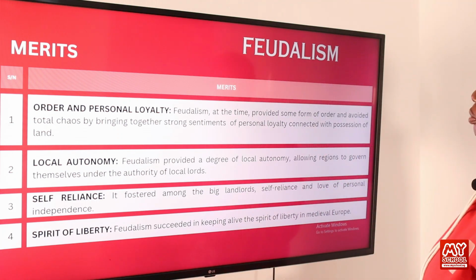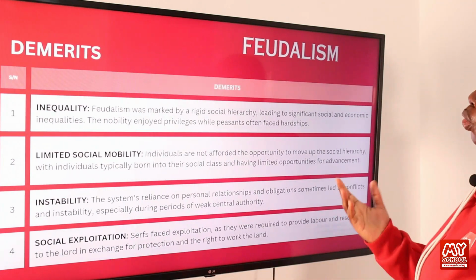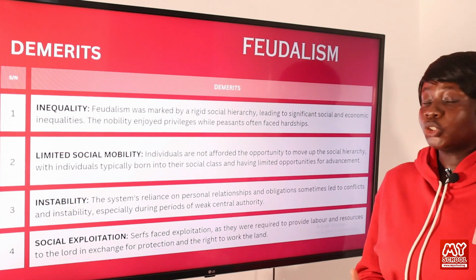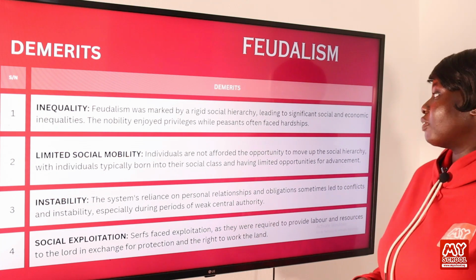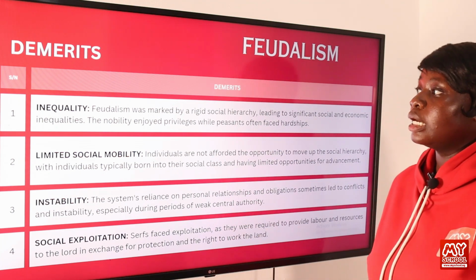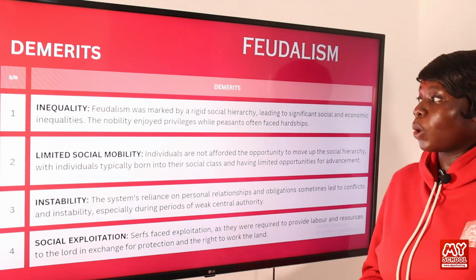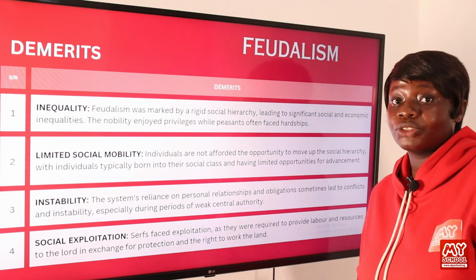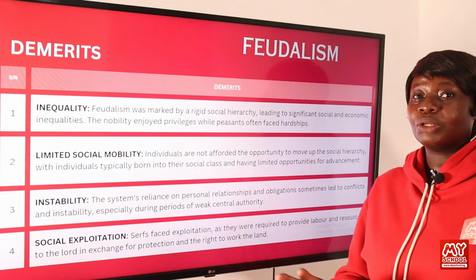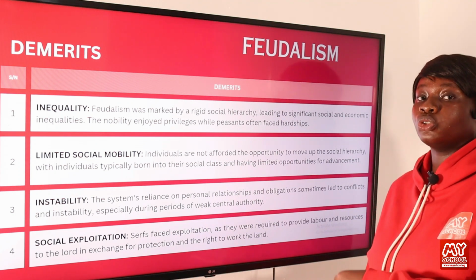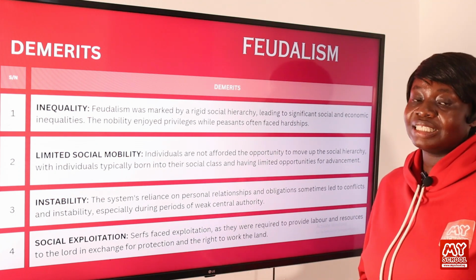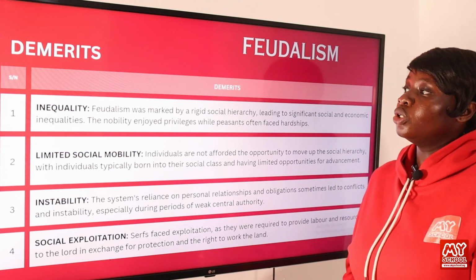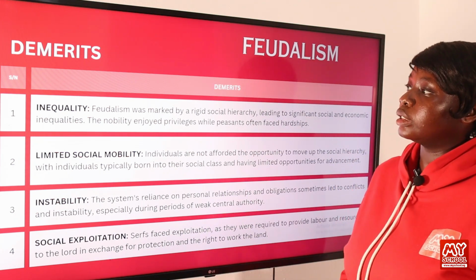Now let's move on to the demerits of feudalism. One of the demerits is inequality. Feudalism was marked by a rigid social hierarchy, leading to significant social and economic inequalities. The nobility enjoyed privileges, while peasants often faced hardship. So it was very difficult for the peasants to rise above their social class, and there was a lot of inequality. The local lords continued to own their land, while those underneath them had to continue to till the ground in exchange for protection from the lords. So there is some form of social inequality.